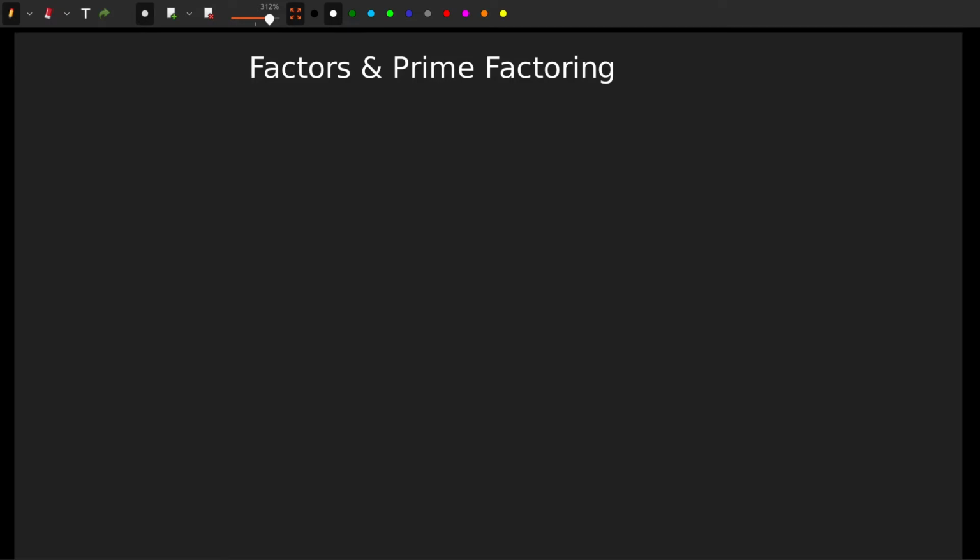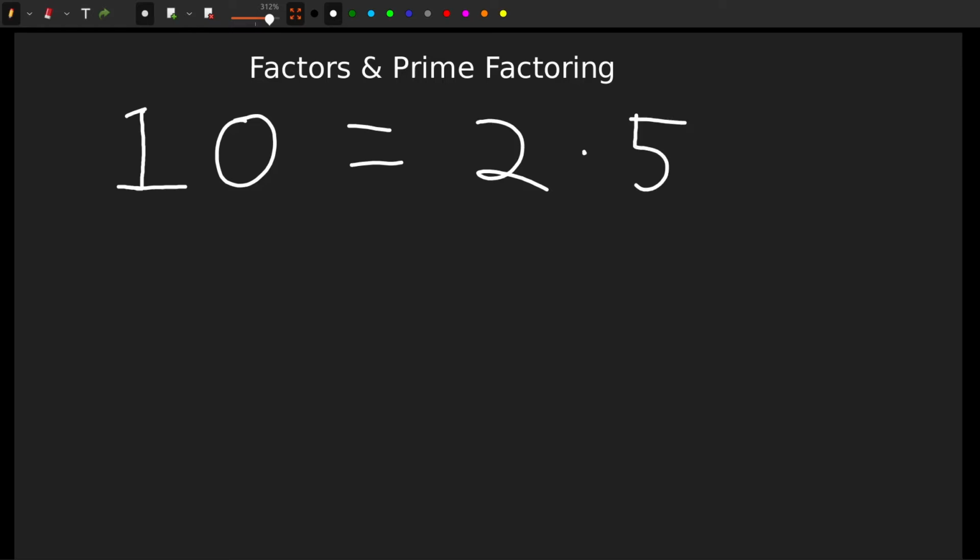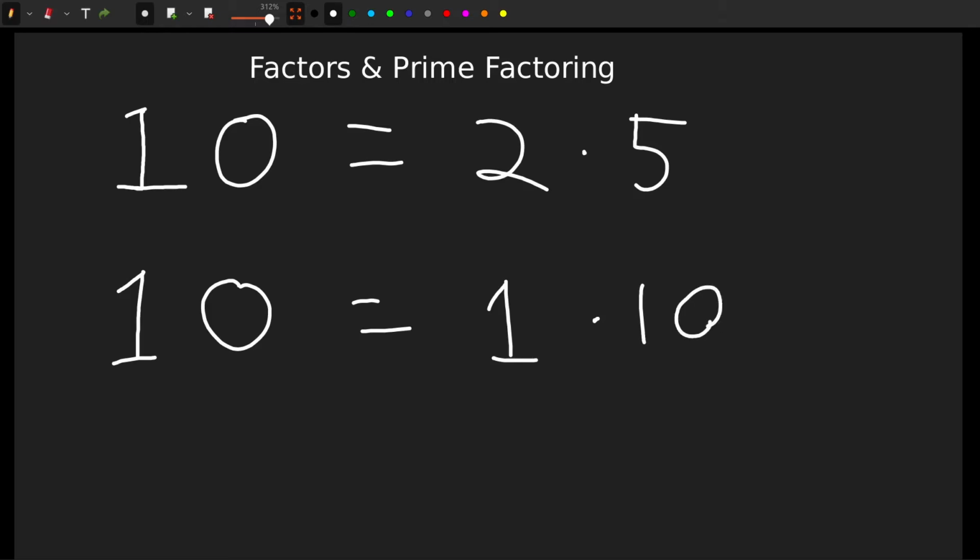So as an example, let's say we have our number 10 here. And 10 can be represented as the multiplication of 2 times 5. And in this case, 10 is our natural number, and 2 and 5 are two factors of 10. Another way we can look at it is 1 and 10 are also factors of 10. So 1 times 10 gets us to 10 also.